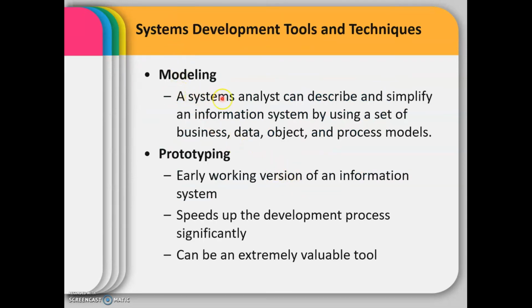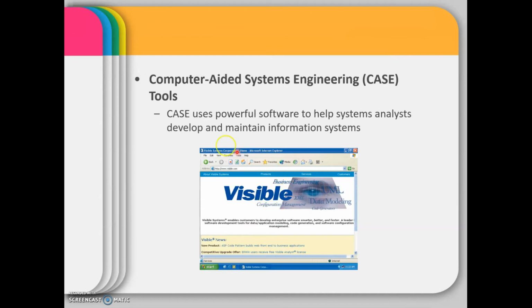For modeling, a system analyst can describe and simplify an information system by using a set of business, data, object, and process models. Prototyping is an early working version of an information system, the initial version of the system. Computer-aided system engineering, or CASE tools, are powerful software that helps system analysts develop and maintain the information system.